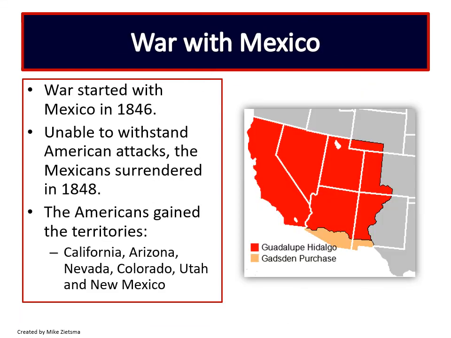War with Mexico. Previously, Mexico had declared independence from Spain. War started with Mexico in 1846. Unable to withstand American attacks, the Mexicans surrendered in 1848. The Americans gained the territories of California, Arizona, Nevada, Colorado, Utah, and New Mexico.